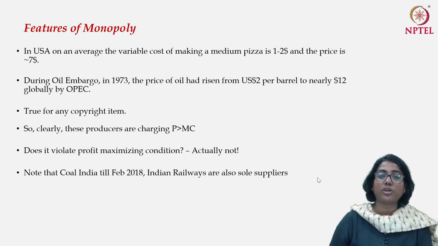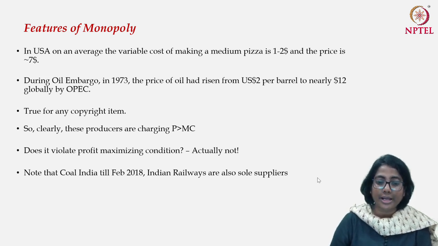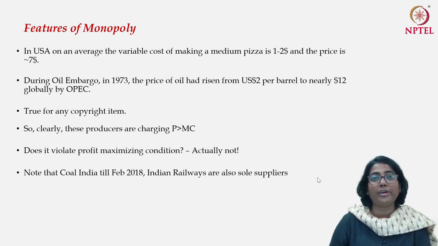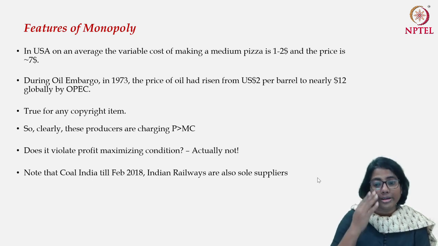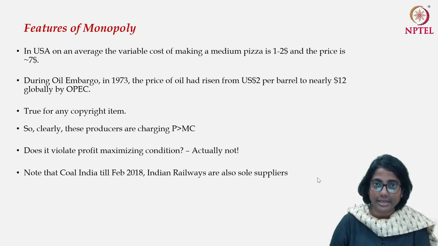This thing happened in the case of Coal India. So Coal India was a totally private enterprise till February 2018. After that, it was nationalized. Indian Railway is another very important example where we see public monopoly. So the state is the only producer and supplier of railway services in India.